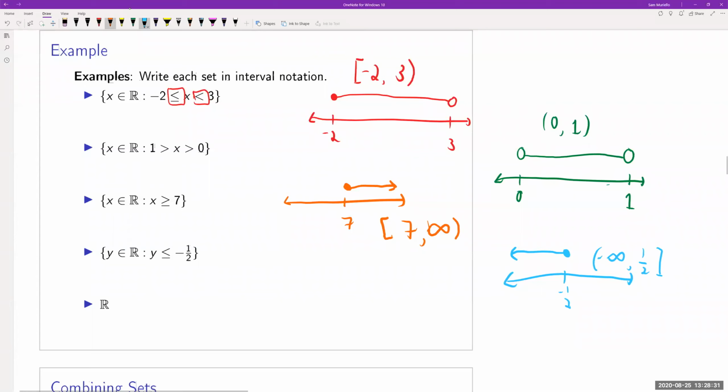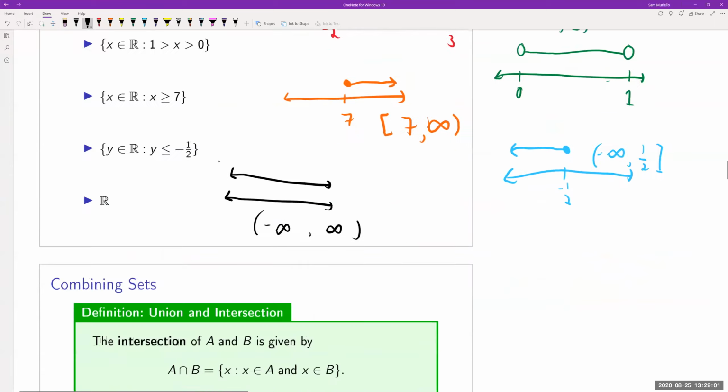The set of all real numbers would literally be everything possible on the number line. We're including everything, which means I want to go from -infinity all the way to +infinity. Again, neither of these are numbers, and so they won't possibly be included in the set. Therefore, I am going to use parentheses on both ends.